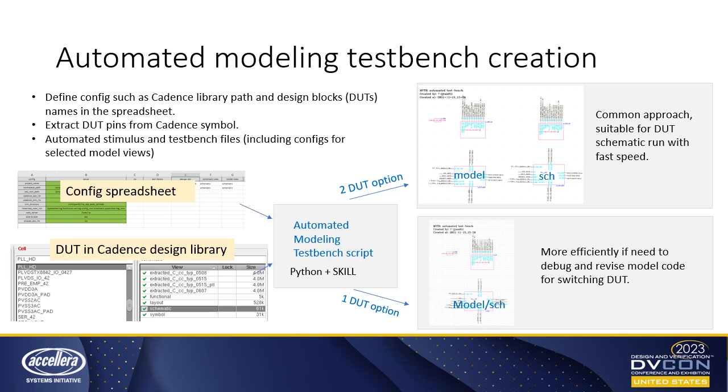There are two testbench options. One is with two DOT, which puts the model and schematic view side by side. The other is with one DOT, which we can configure as either the schematic or the model and run separately. For switching DOT, since the model runs much faster than the schematic, putting the schematic along with the model will make the simulation run much slower compared to running the model by itself. So the one DOT option is more efficient and preferred compared to the two DOT option.